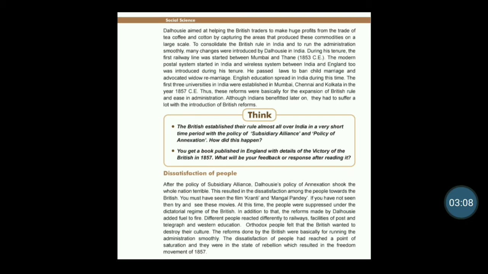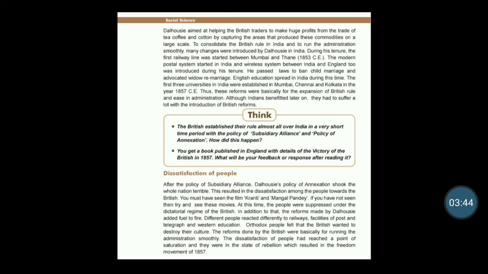Now, dissatisfaction of people. Students, first of all all the states accepted the policy, but then they were not getting satisfaction. After the policy of subsidiary alliance, Dalhousie's policy of annexation shocked the whole nation. This resulted in dissatisfaction among the people towards the British. They could not be satisfied.